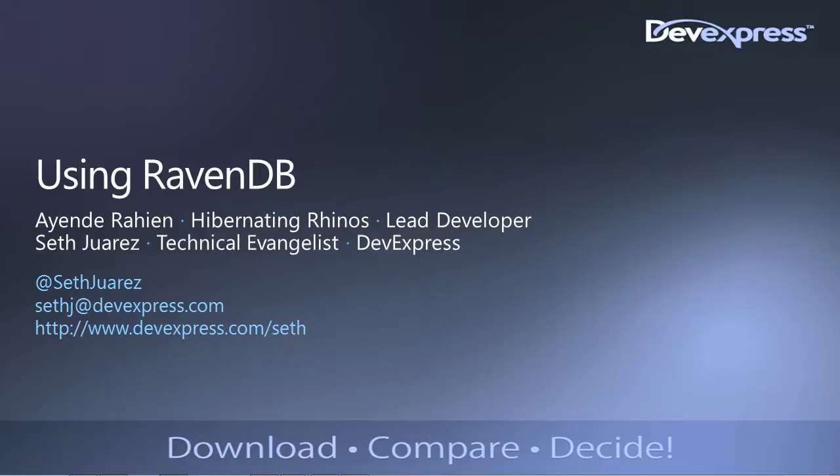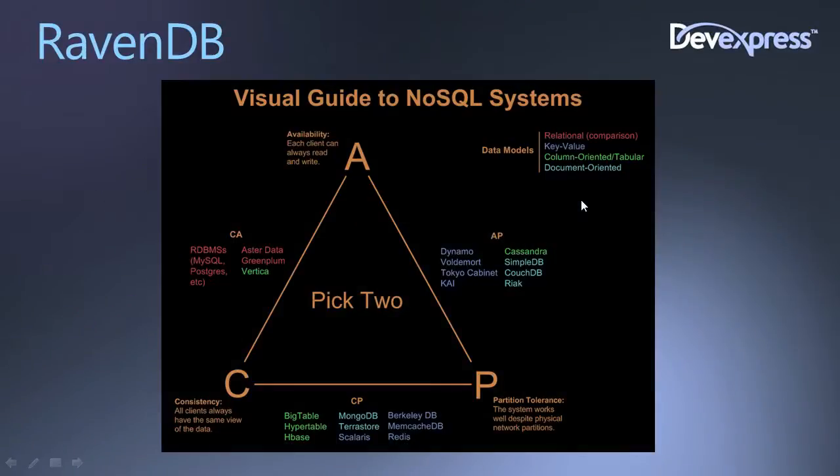That's right. So you've probably seen this visual guide to NoSQL systems. Where exactly does RavenDB lie in this diagram? Just to give you some idea, this describes the CAP triangle. So we have consistency, availability, and partition tolerance. And basically, you cannot have all 3 at once, mostly because it's physically impossible.